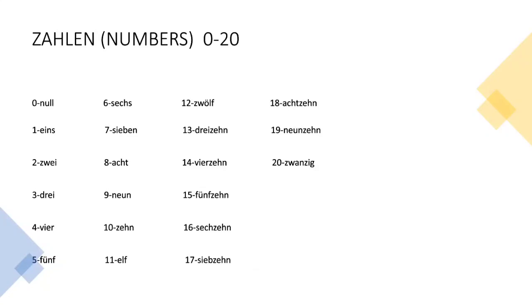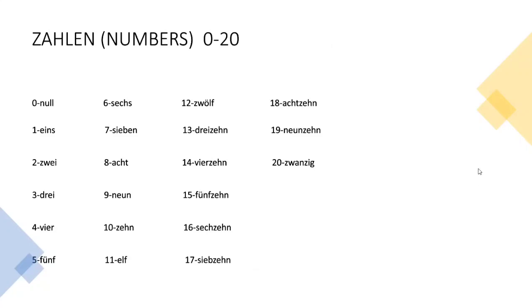11 is pronounced as elf. 12 is pronounced as zwölf. 13 is pronounced as dreizehn. 14 is pronounced as vierzehn. 15 is pronounced as fünfzehn. 16 is pronounced as sechzehn. 17 is pronounced as siebzehn. 18 is pronounced as achtzehn. 19 is pronounced as neunzehn. 20 is pronounced as zwanzig.